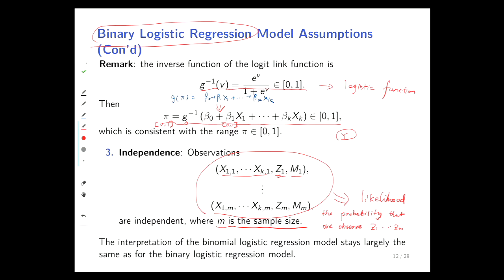And because this probability depends on the parameters beta 0 to beta k, it's actually a function of beta 0 to beta k. So we usually just call it L(beta 0, ..., beta k). So that's our likelihood function.